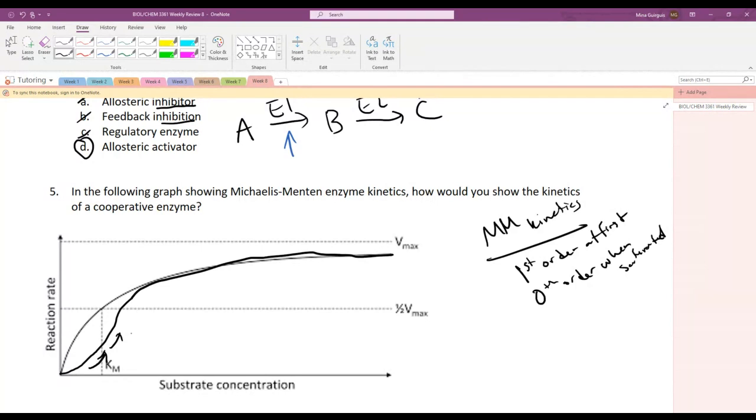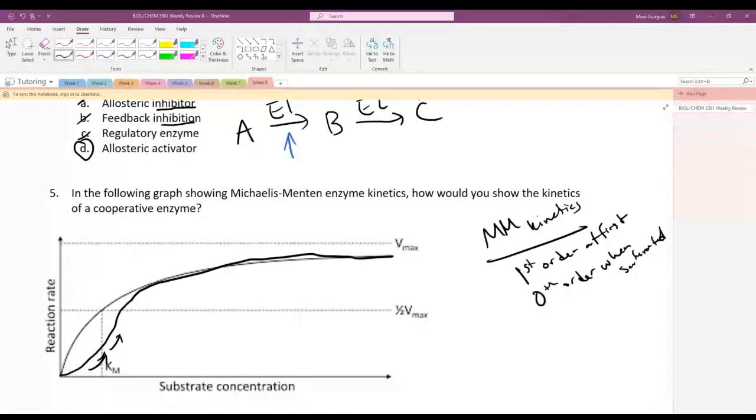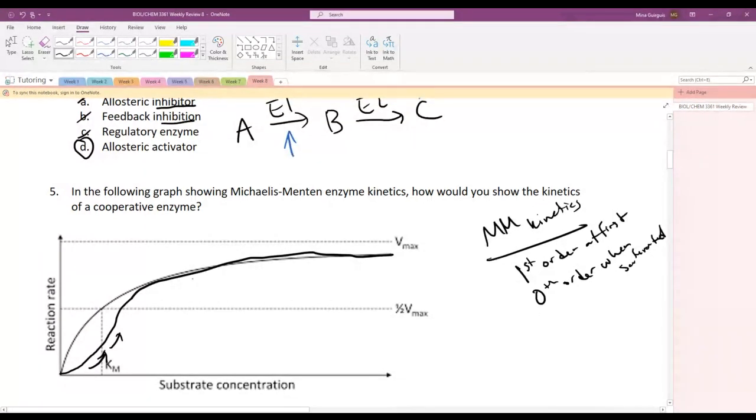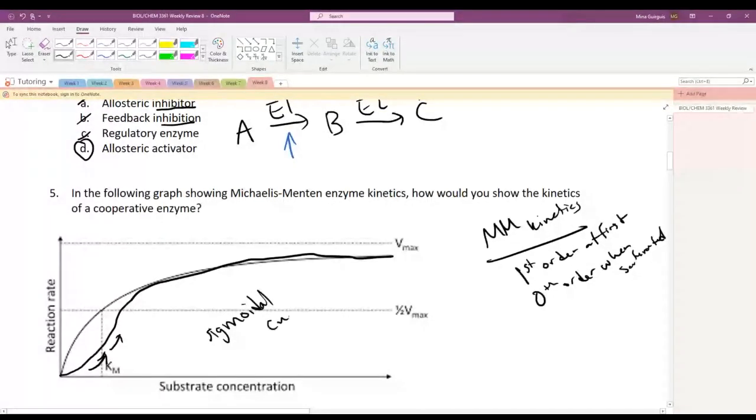And we're going to talk about a couple examples, and a couple models that help us explain this. But that's the basic idea. And the important thing is with cooperativity, we see a sigmoidal curve. Okay.